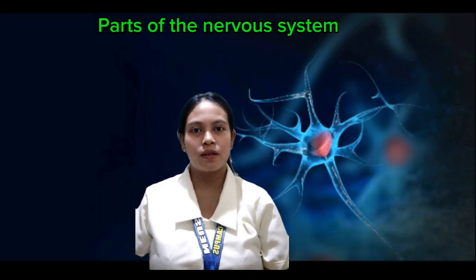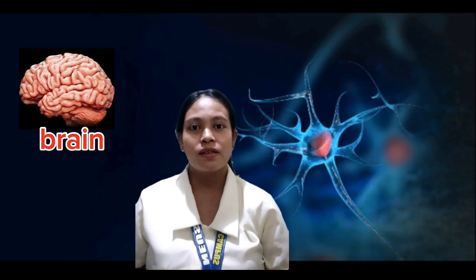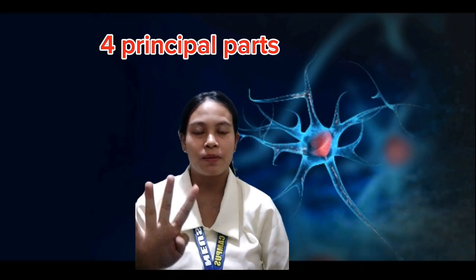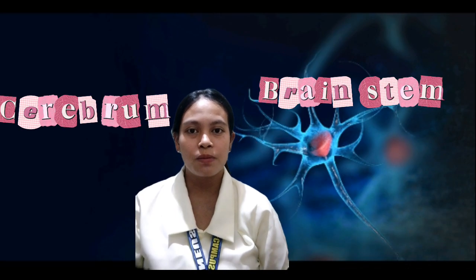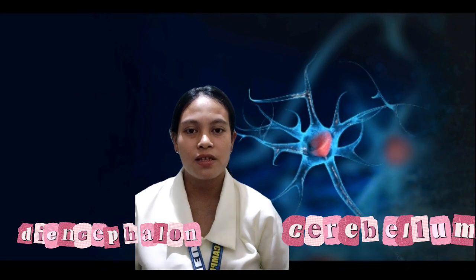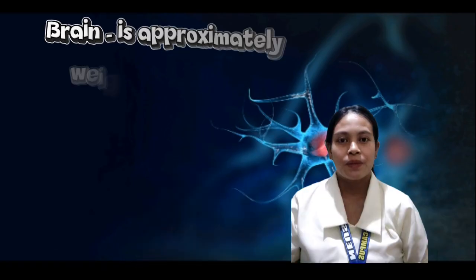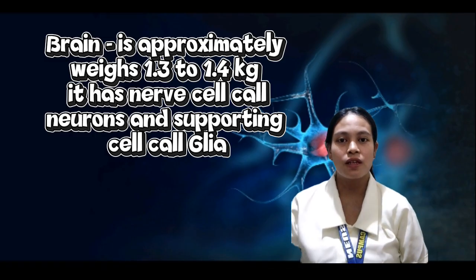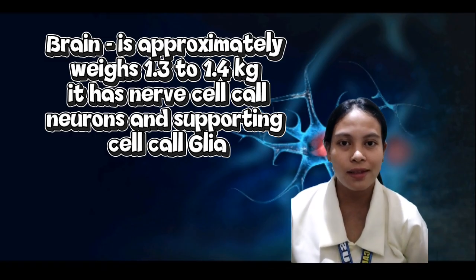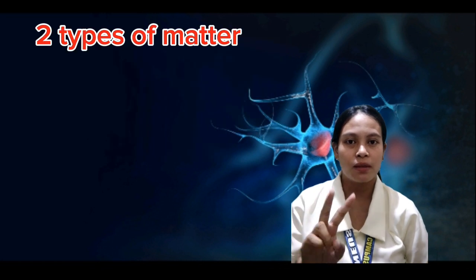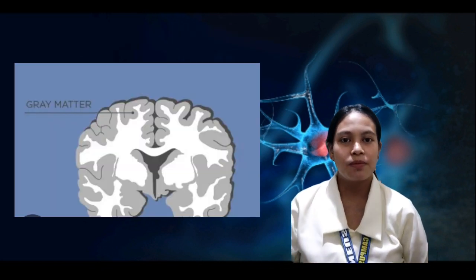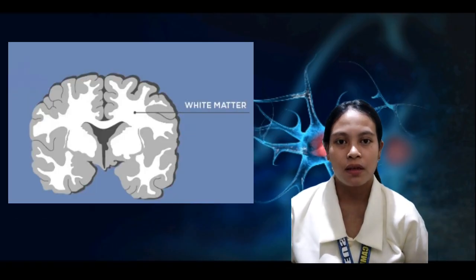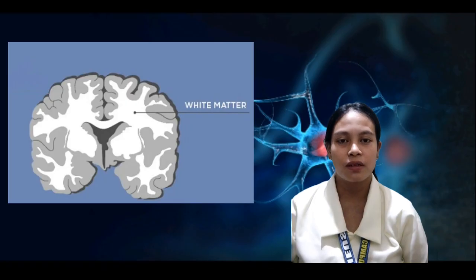These are the parts of the nervous system. First is the brain. The brain is shaped like a mushroom that lies within the skull, and it consists of four principal parts: the brainstem, the cerebrum, the cerebellum, and the diencephalon. The brain also weighs approximately 1.3 to 1.4 kilograms, and it has nerve cells called neurons and supporting cells called glia. There are two types of matter in the brain: the gray matter that receives and stores impulses, and the white matter that carries impulses from the gray matter.